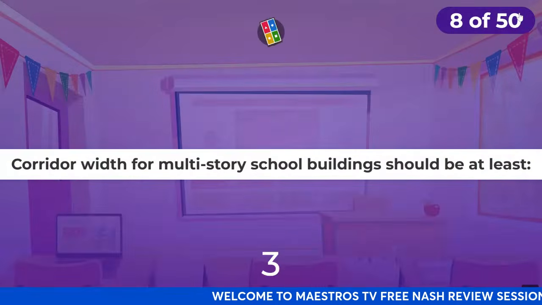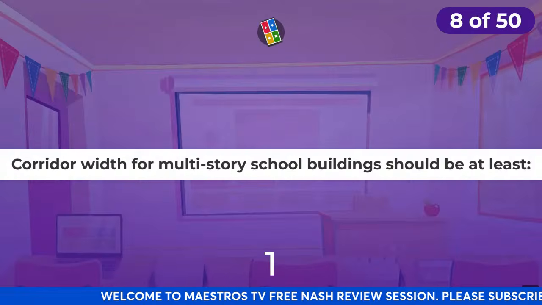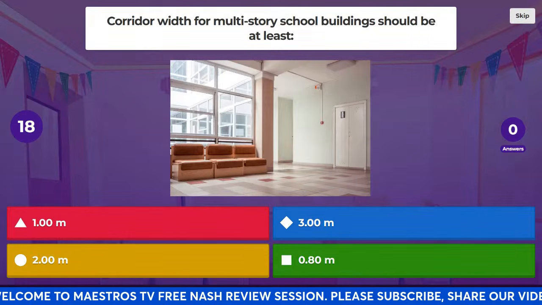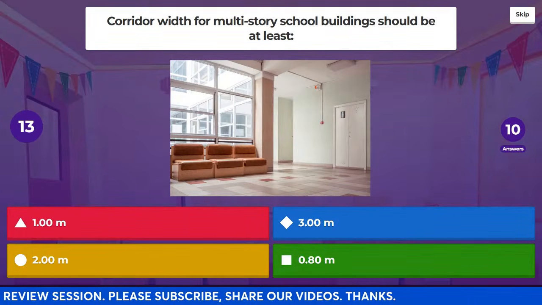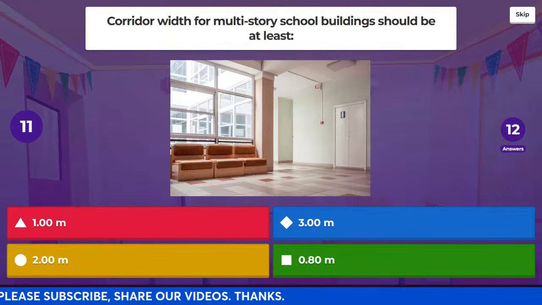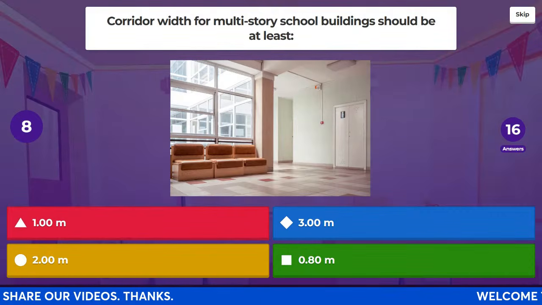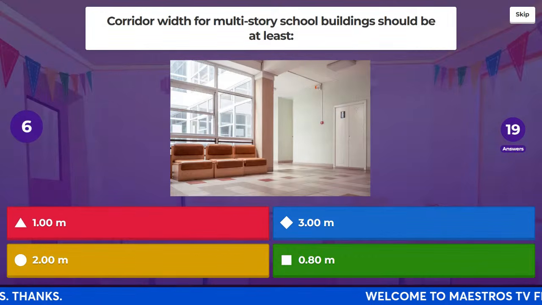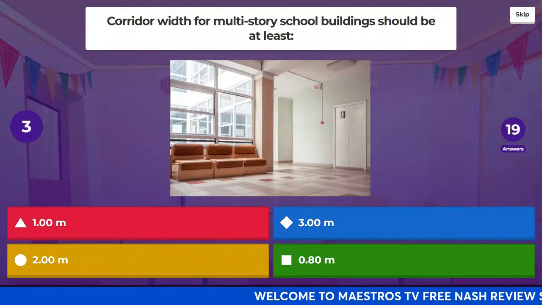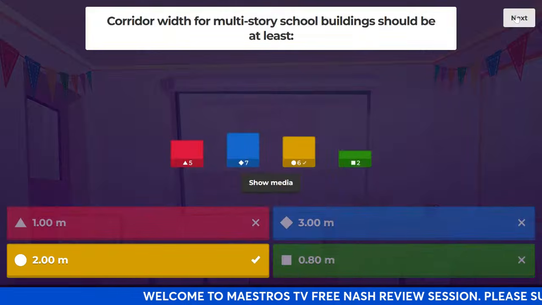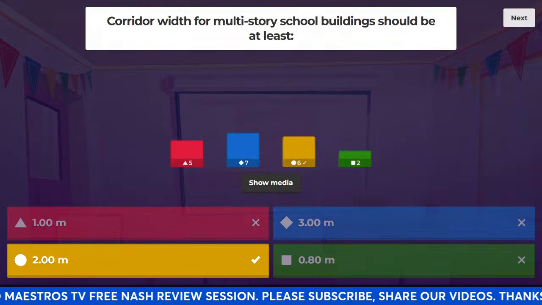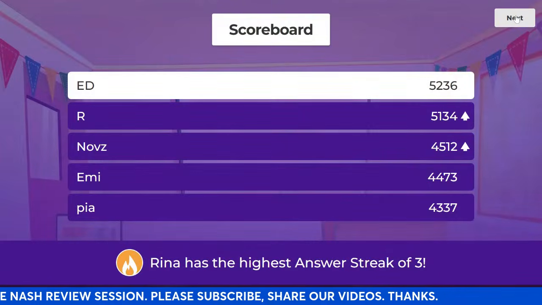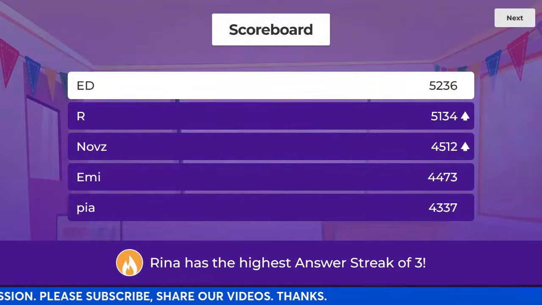Question 8. Corridor width for multi-story buildings should be at least how many meters? Okay, the answer is yellow, 2 meters corridor width. Ed, R, Norbs, Emmy, and Pia.